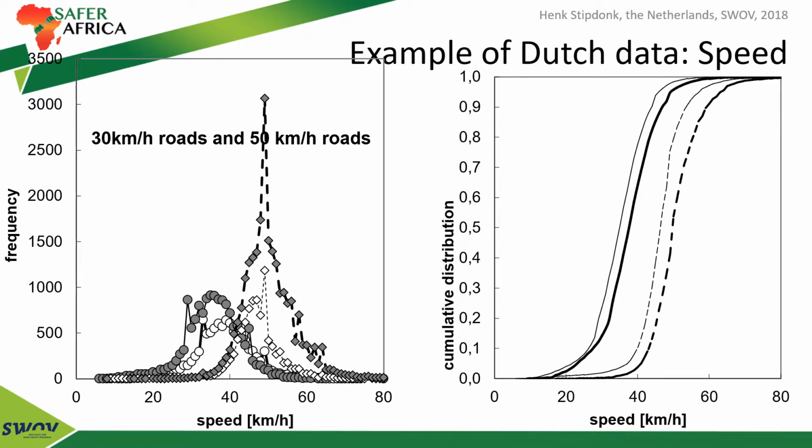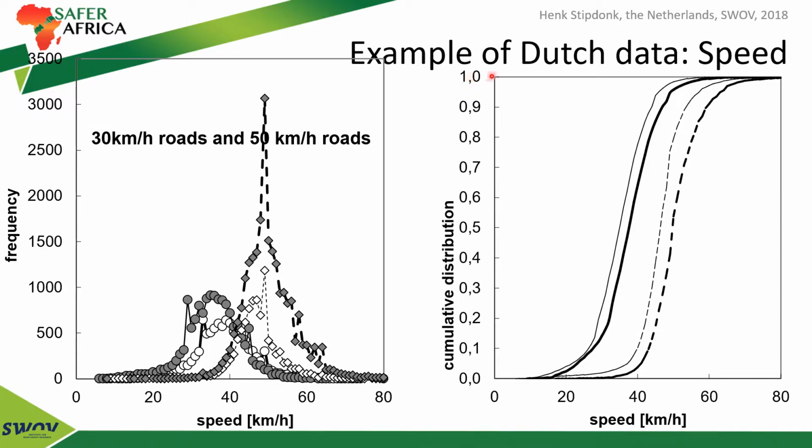Here we see some results of speed observations on two 30 km per hour roads and two 50 km per hour roads. On the left we see the number of observations as a distribution. So here we see the speed in kilometers per hour, and vertically we see the number of vehicles with that speed. And on the right panel we see the speed, and then on the vertical scale we see the number of vehicles with a speed at most of that value.